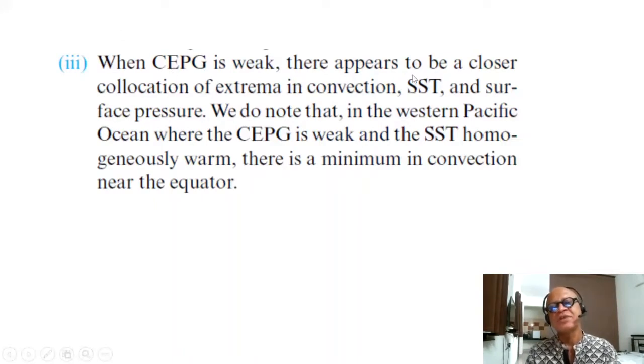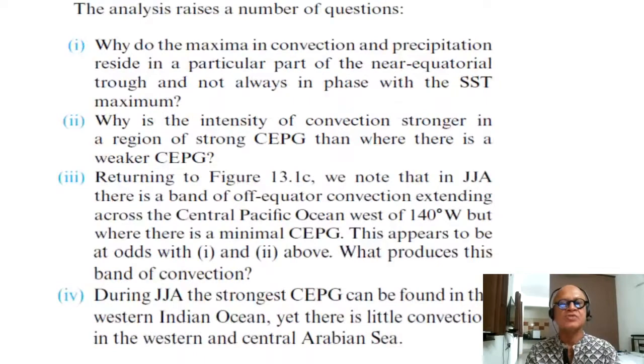When CEPG is weak, there appears to be a closer collocation of extrema in convection, SST, and surface pressure. We do note that in the Western Pacific Ocean, where the CEPG is weak and SST is homogeneously warm, there is a minimum in convection near the equator. So this is where the idea of Philander and the general claim that warm SSTs drive convection begin to be questionable. There are also papers showing that it is actually located at the maximum gradient of SST, and not maximum SST. But there are many other issues that we will get into as we go on.